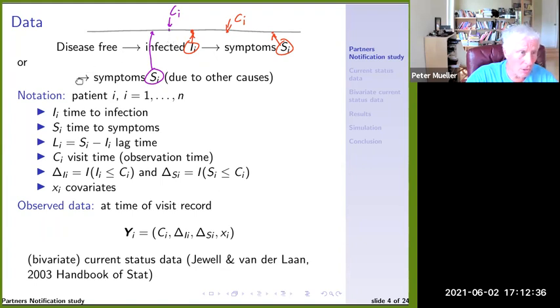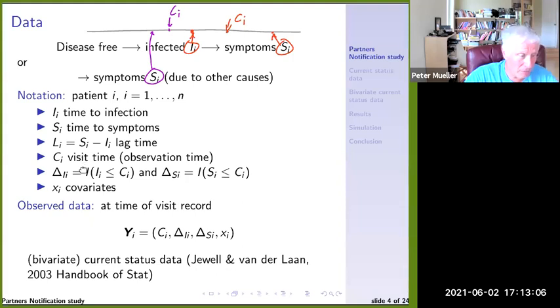So I already introduced here on the fly notation for time to infection, T_I, and time to symptoms, T_S. So these are bivariate event times. The difference between S and I is just a latency time, a lag time between infection and symptoms, that will feature in our upcoming model. C_i is the censoring time. In our actual study, it's physically the time when the patient visits the clinic.